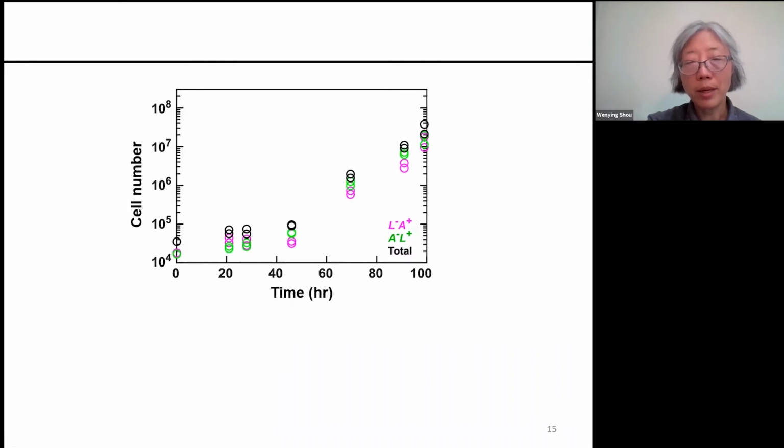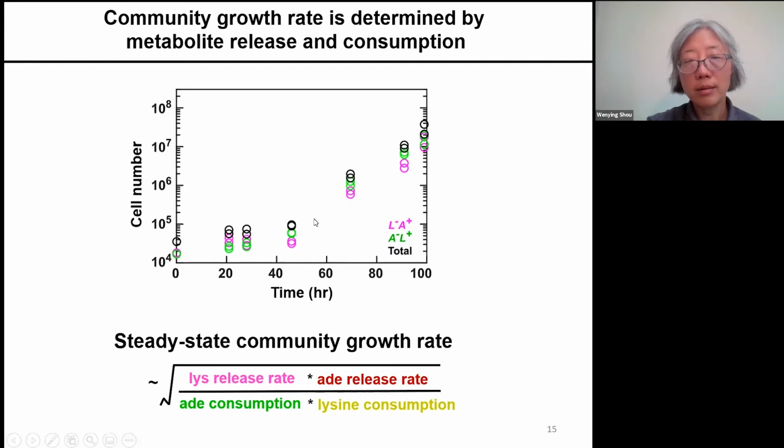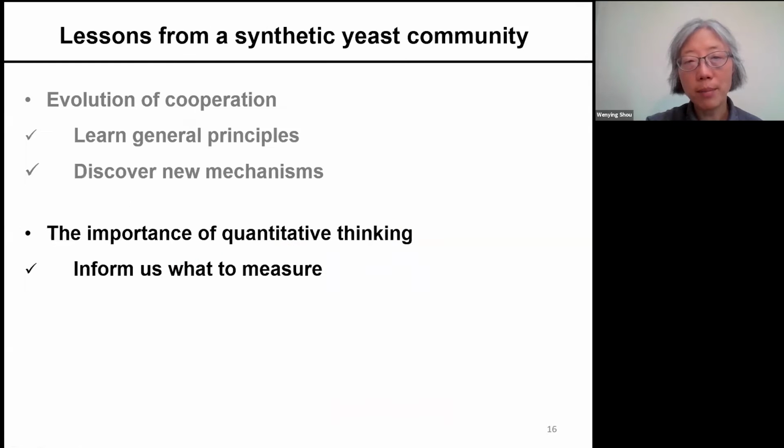After some mathematical calculations, we found that the steady state community growth rate is the square root of the lysine release rate per cell times the adenine release rate per cell, divided by the adenine consumption per new birth per cell and divided by the lysine consumption per cell. So community growth rate is determined by metabolite release and consumption. This provides an example of how quantitative thinking can inform us what to measure.